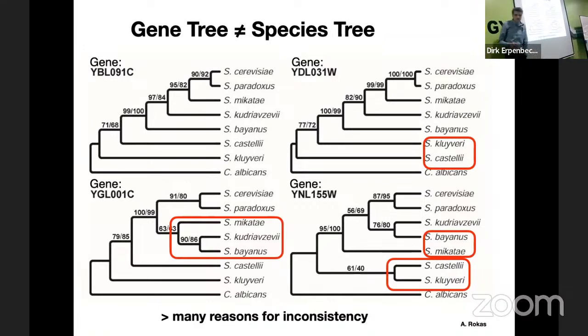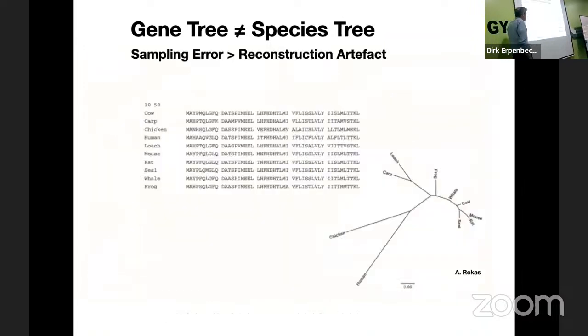Where do these inconsistencies come from? And this is what will be my main message for you for today, that every gene tree that you see can lead to lots of trouble. First of all, the choice of organisms we work with. This is a very simple data set consisting of amino acids from a bunch of vertebrates, right?